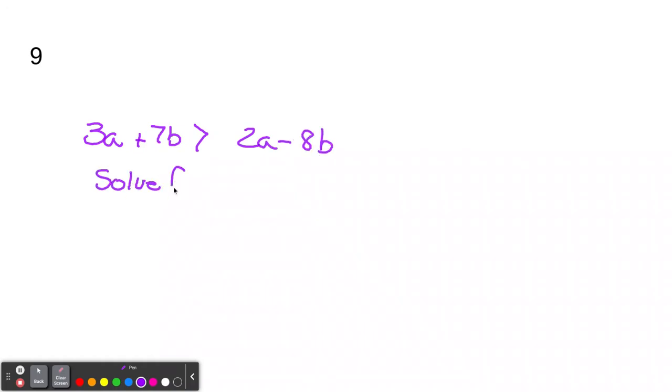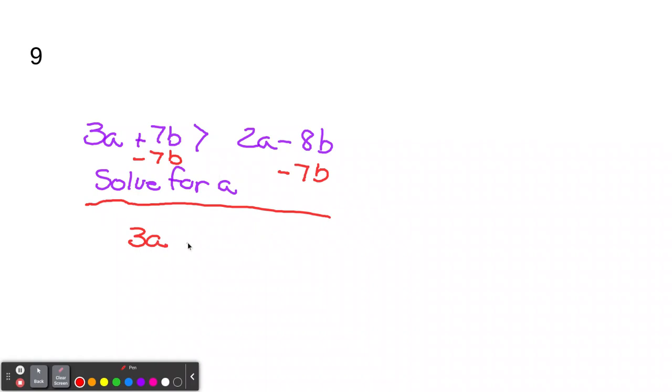All right, here, let's do number 9. I'll use purple. What if you had 3a plus 7b is greater than 2a minus 8b, and they said solve for a. So let's solve for a, right? If we want to solve for a, let's get rid of the b's. So we can minus 7b on both sides. It really doesn't matter which b you use. So that'll give us 3a is greater than 2a minus 15b.